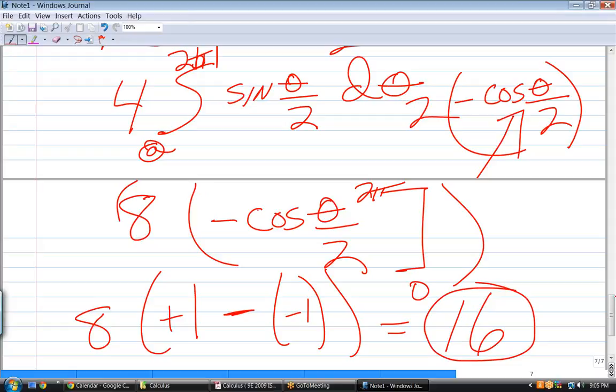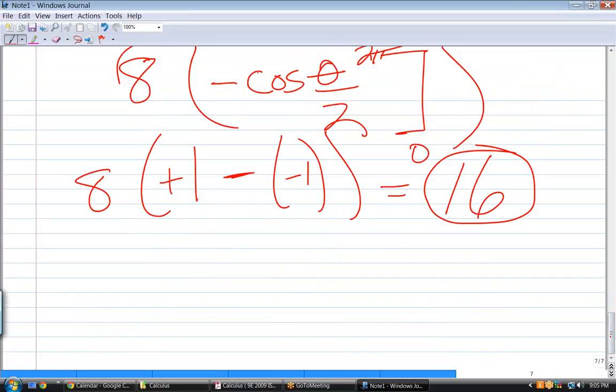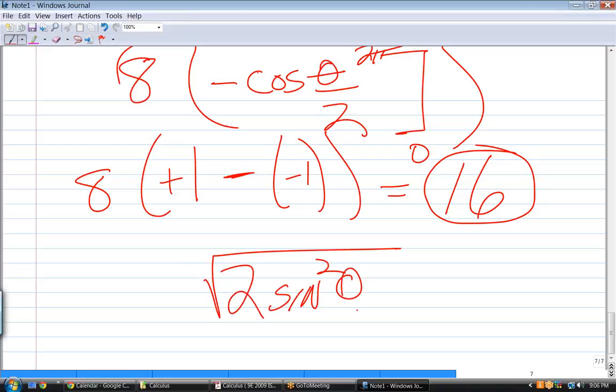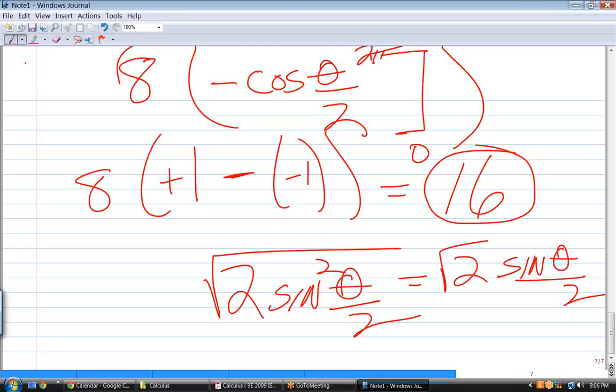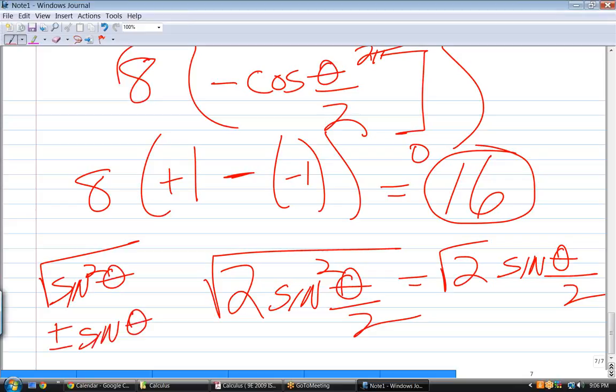Now, they do have a note or two here that is interesting. In the 5th step, remember when we took the square root of this, we said that that was equal to the square root of 2 times the sine of theta over 2. Well, in actuality, it's plus or minus that, right? In other words, if I take the square root of sine squared of theta, that's actually plus or minus sine theta. It's not always plus. Oh, I see. Minus sine theta is a legitimate answer also.